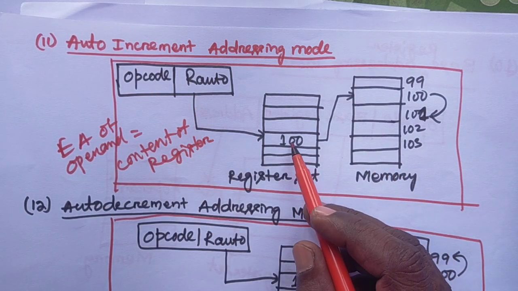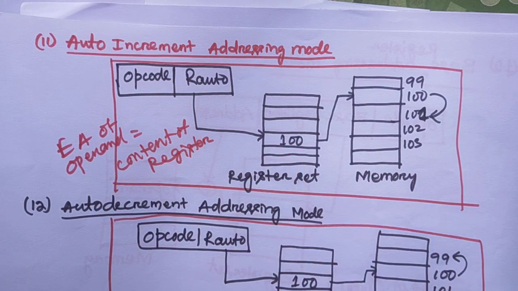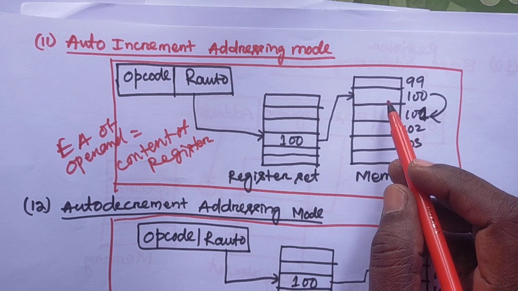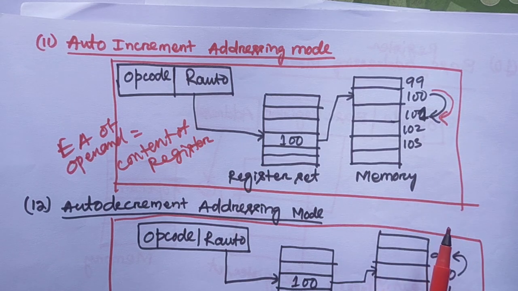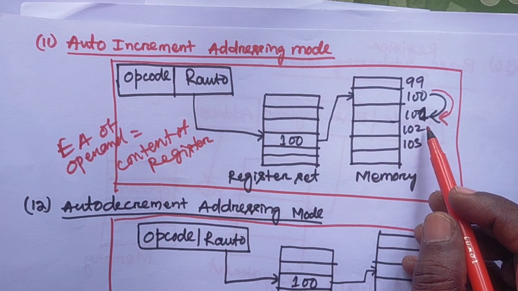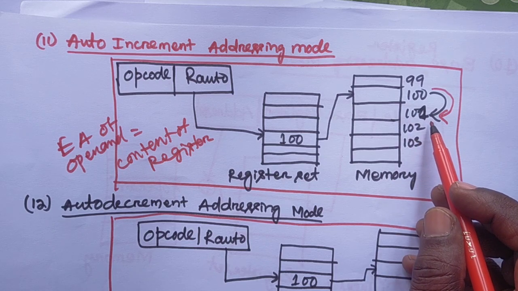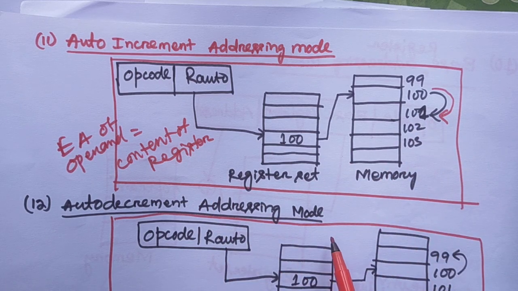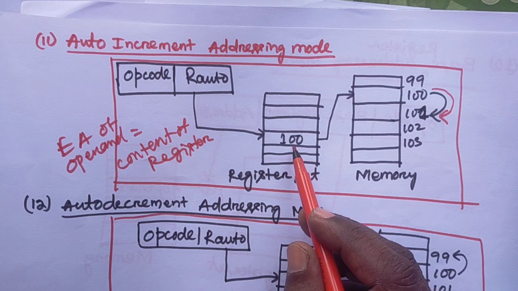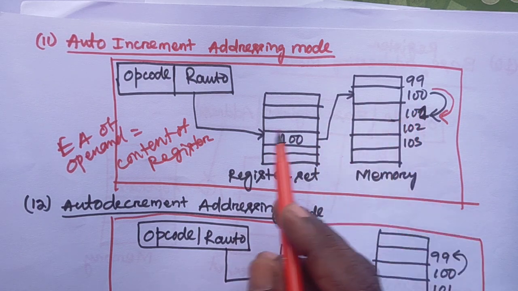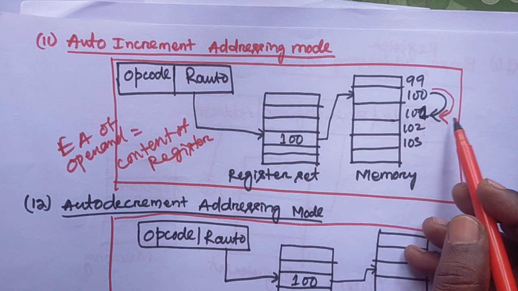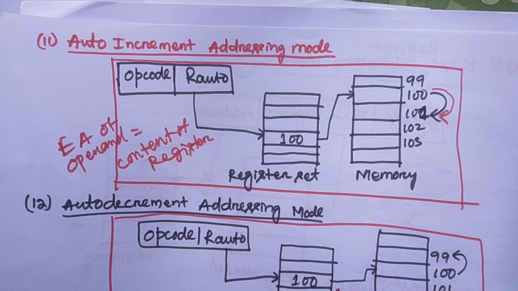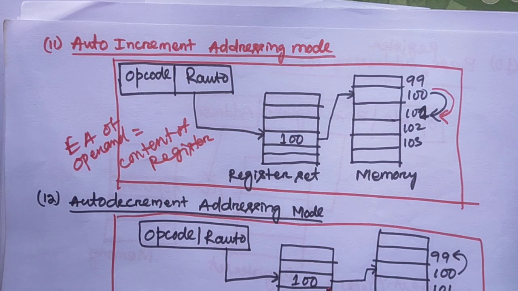So the particular address is here, like 100. The pointer points to 100. If it increases, 100 becomes 100 plus 1, that is 101. It automatically increases. Since the content of the register, suppose 100, is incremented, its address points to 101. In this way we can create the auto increment addressing mode.